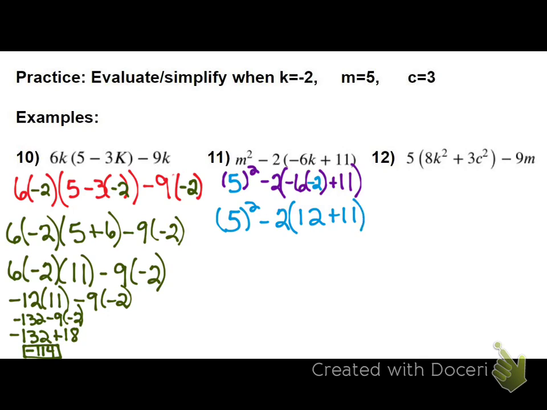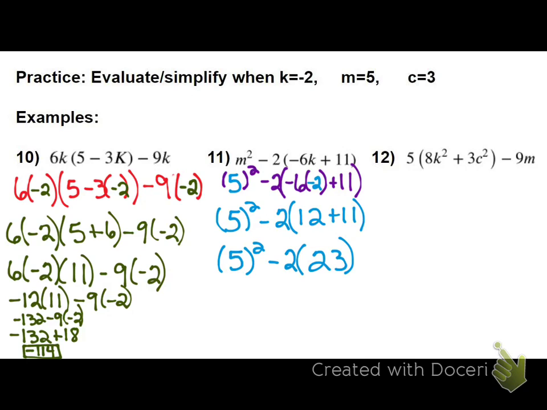Am I done with those parentheses yet? No. Nope. So go ahead and finish those off for me. Now that I have my group of parentheses finished, the next thing I go to is what, Hannah? The exponent. Yeah. So what's 5 squared?